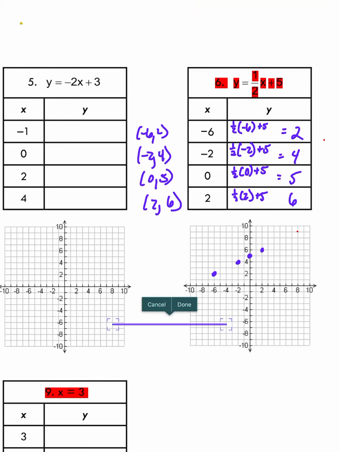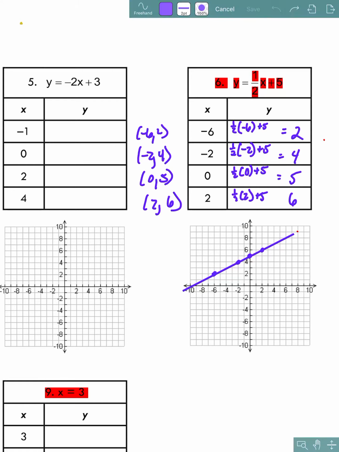Great, we'll draw a line straight through them, right here. And we'll label it y equals 1/2 x plus 5.